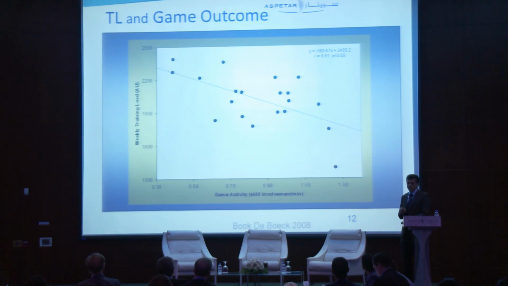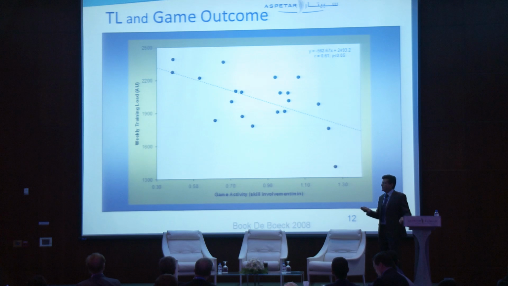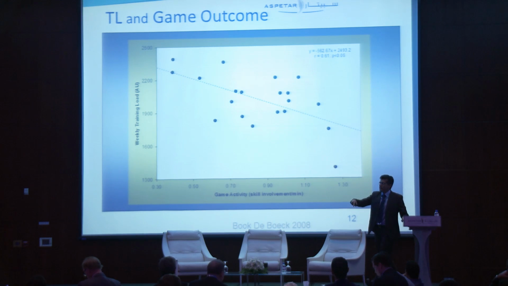Last slide about practical examples. Here, inverse relationships between training load of the week and the movement during the game. So if you have a high training load this week, you will not be able to run a lot during the game.